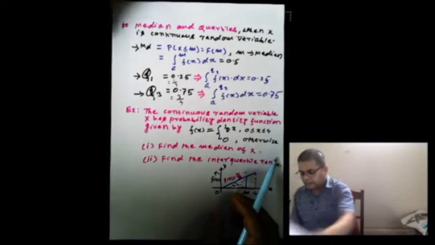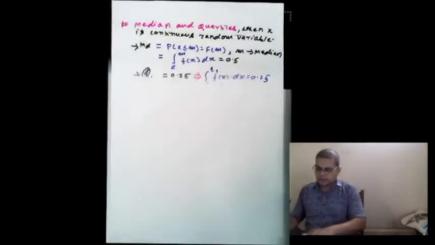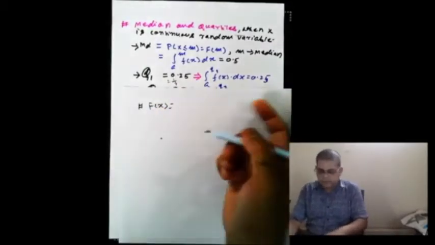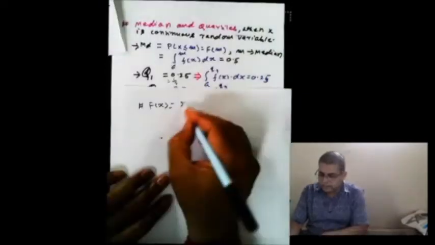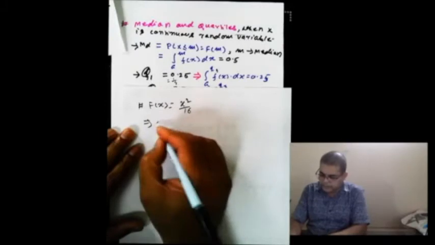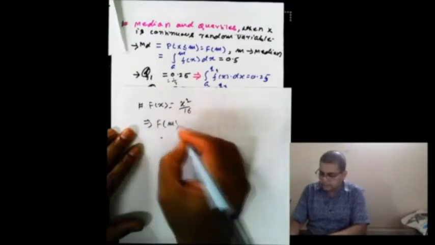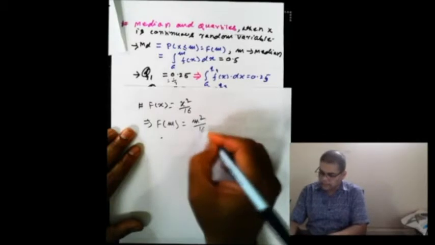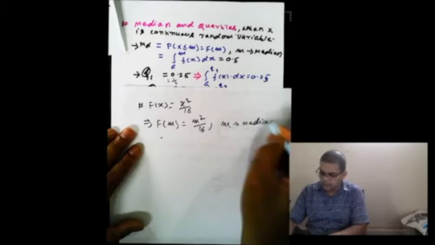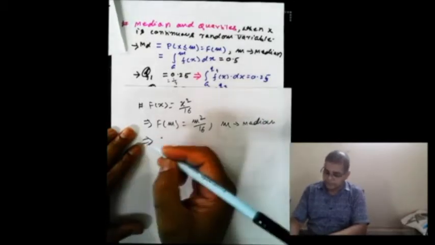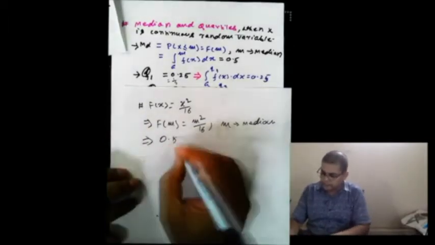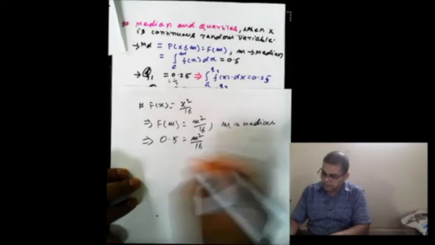So how do you find the median of that? You can do it in two ways. Just now you have learned about F(x). For this function it was x squared by 16, and then F(m) equals m squared by 16. That means here m is the median, and you know that the median takes 50% of the value. That means in decimal it is 0.5 equals m squared by 16, and then you solve it.